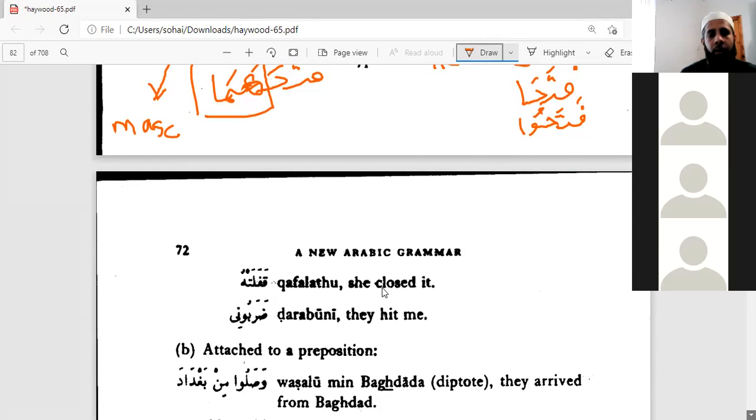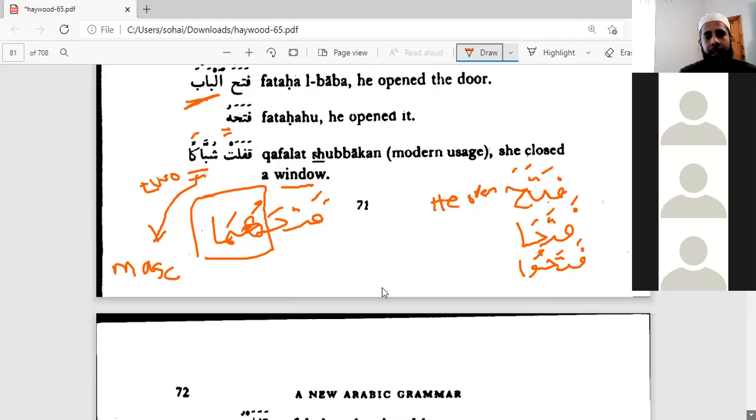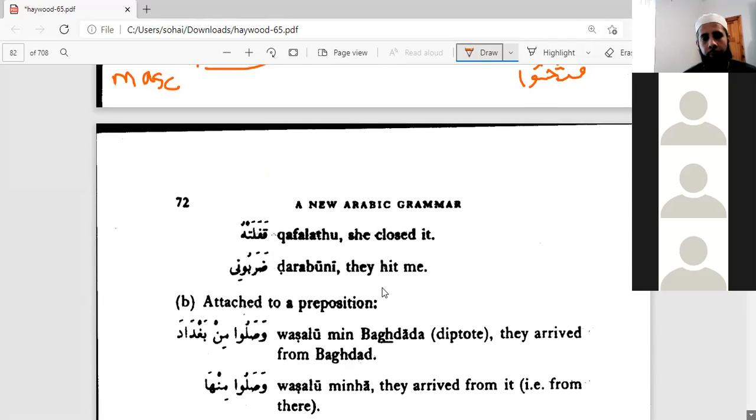Fine. Okay. So if she closed the window, kafalat shubbak, she closed the window. If you want to say she closed it, it's going to be kafalathu, because the window is masculine. So it's written hu.